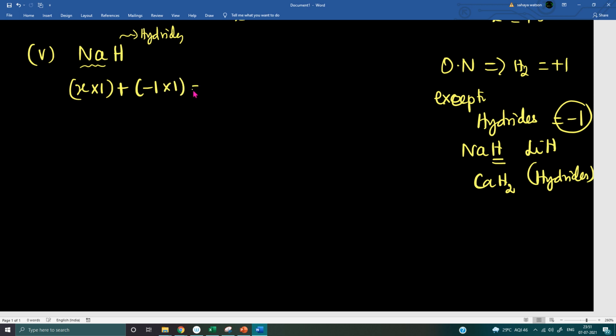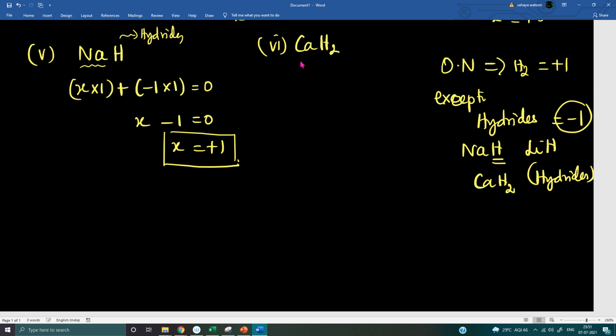-1 into 1 equal to 0, X minus 1 equal to 0, and X is equal to +1. So the oxidation number of sodium is +1. Let me take another example, CaH2. Here I am going to find out the oxidation number for calcium. So X into 1 plus, here the hydrogen is in the form of hydrides, then you have to write -1. -1 into 2 equals 0, X minus 2 equals 0, X is equal to +2.